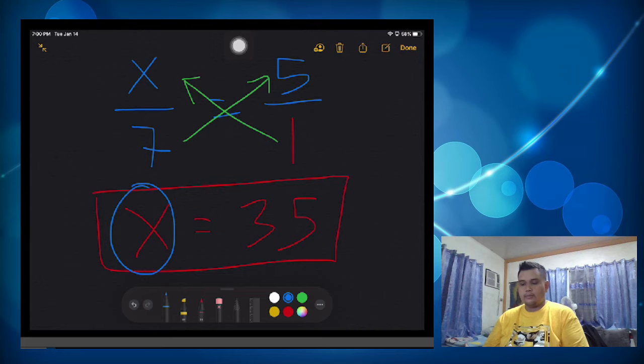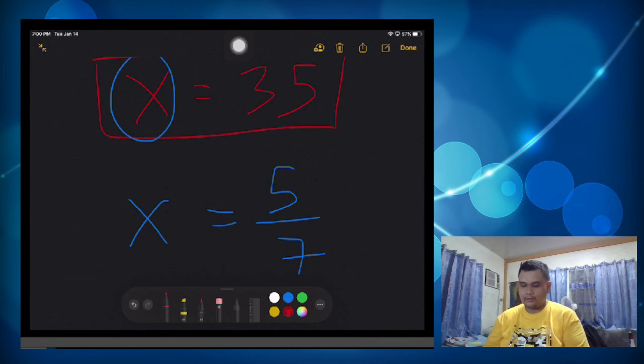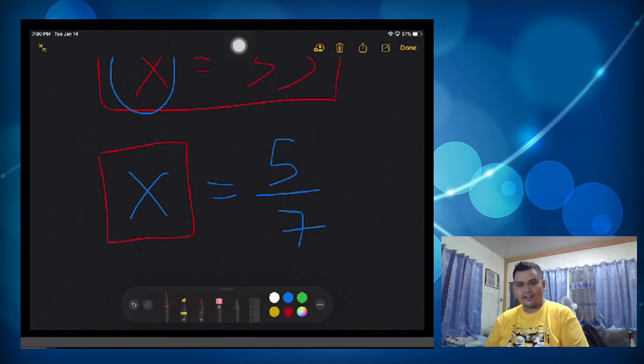Now, you might ask me, what if the denominator of 7 is on the other side of the equation? What if it's equivalent to x equals 5 over 7? So basically, you already have x alone in one side of the equation, and you have nothing to solve for anymore because it's already there.